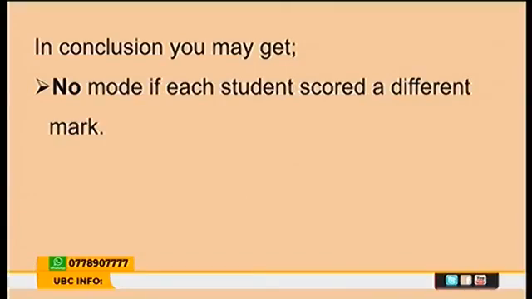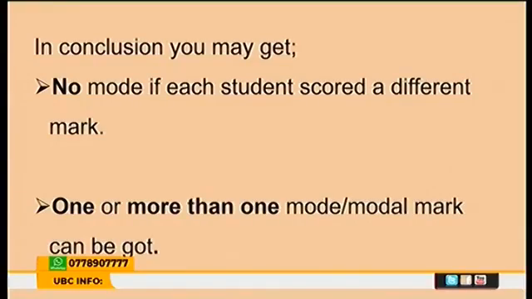So, in conclusion, you may get no mode if each student scored a different mark. Sometimes you find that there is no mark with the highest frequency or which appears most. We say there is no mode. So depending on the data given, you can also get one or more than one mode, as we saw from the example. So we can go to our next concept, and that is median.